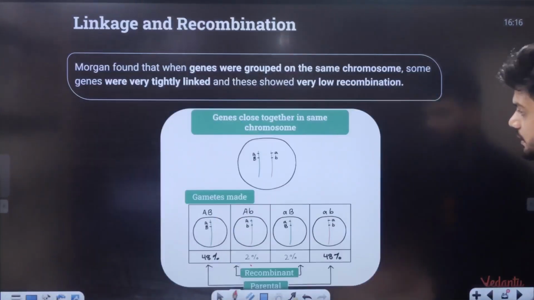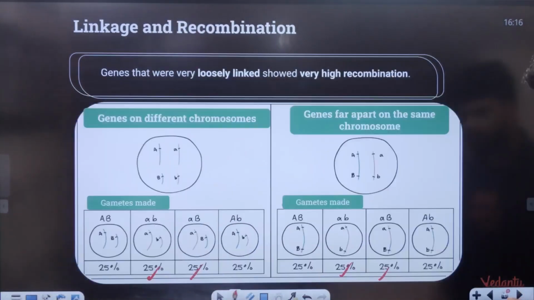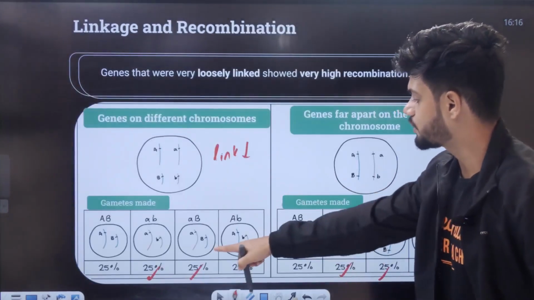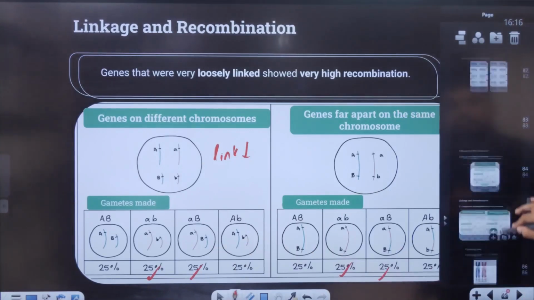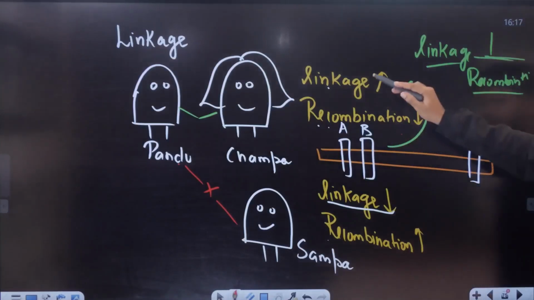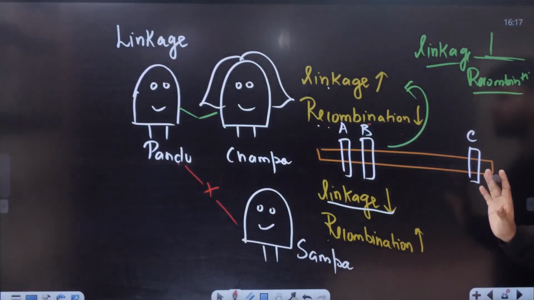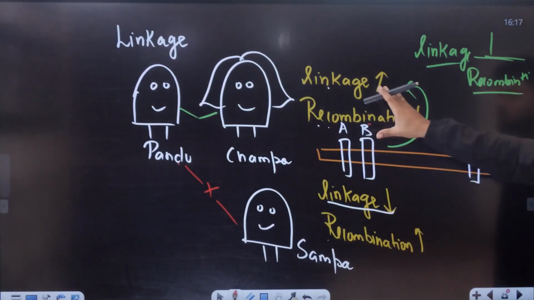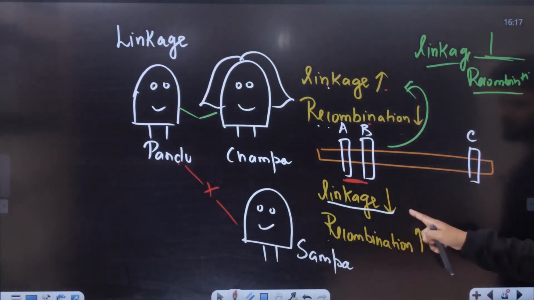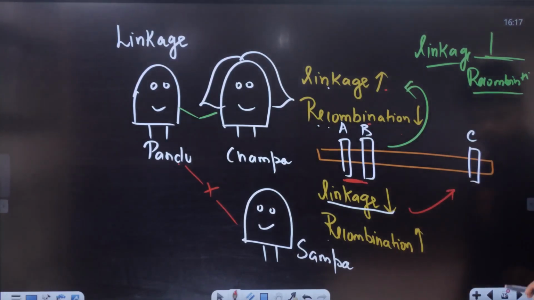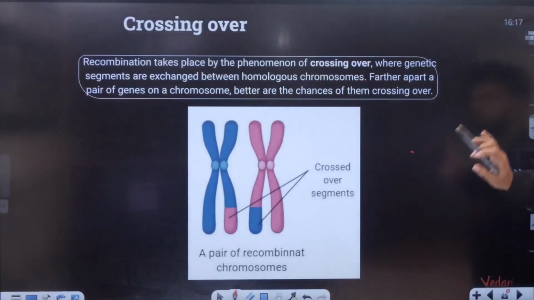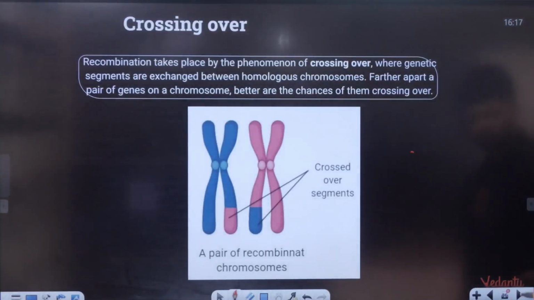Linkage is high, recombination is low. Linkage is low here, linkage is less, recombination is happening. To understand this concept, this is the only formula you need: linkage high, recombination low; linkage low, recombination high. Tightly linked, loosely linked. What does linkage high mean? This is AB, linkage high. AC is an example of low linkage. That is called an example of TH Morgan's crossing over happening.